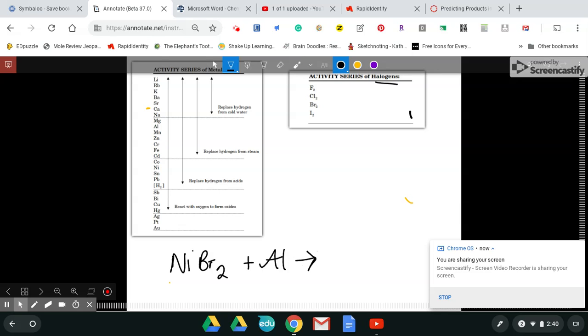Let's do cobalt chloride plus mercury. All right, so once again, pause the video, do these two, and then come back and see if you did them correctly. All right, so here's the correct answer.